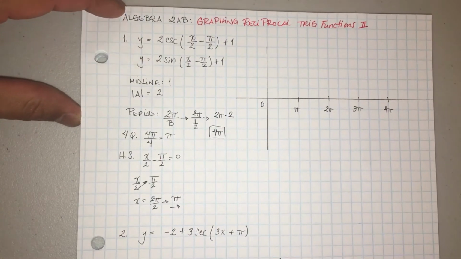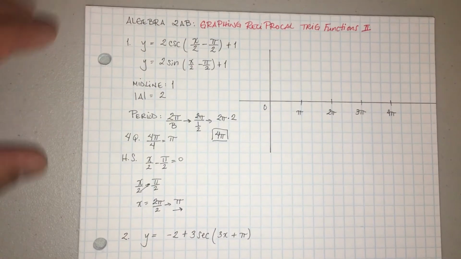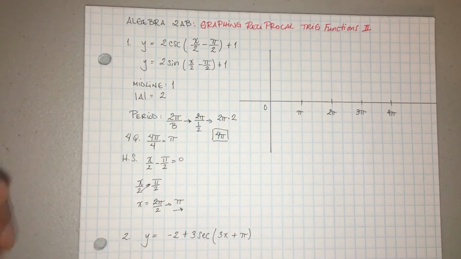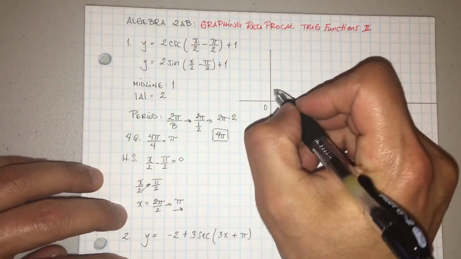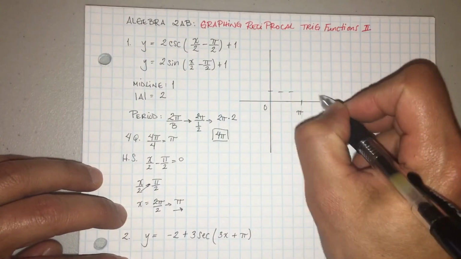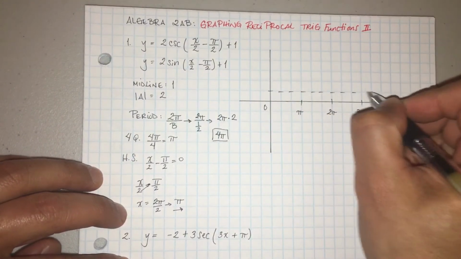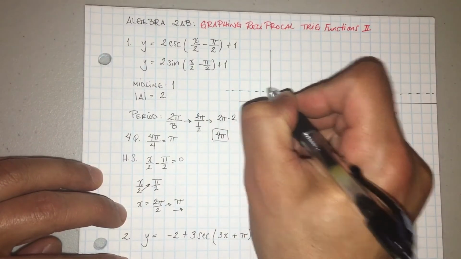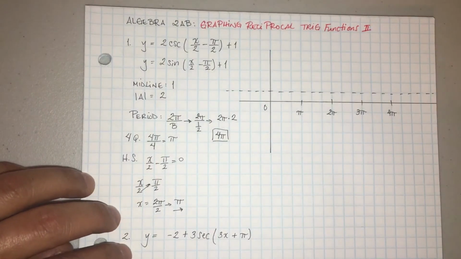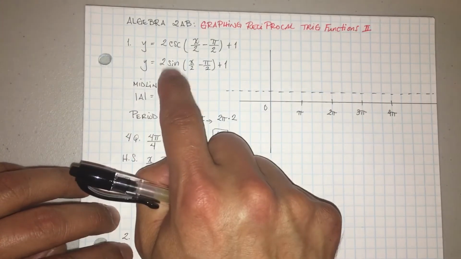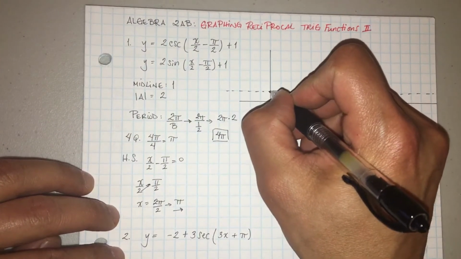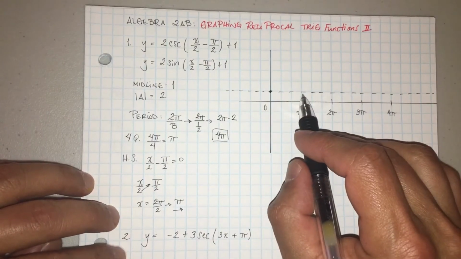Now we're going to start graphing. The first thing I'm going to graph is my midline. I'll do it in black first. My midline is going to be 1. Nice and easy, your midline straight across. That's the first thing you always want to start with. Now remember, we start off at sine. Sine starts at the midline, right here.